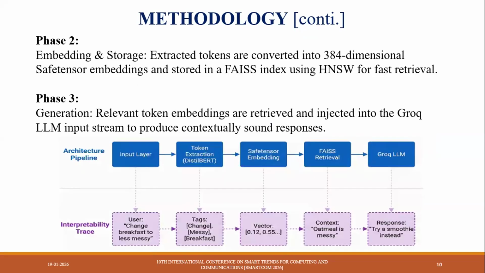In the second phase, the extracted tokens are converted into 384-dimensional sentence transformer embeddings and stored in a fast index using the HNSW algorithm for efficient retrieval. In phase 3, the relevant token embeddings are retrieved and injected into the LLM input stream. This enables context-aware and grounded response generation.